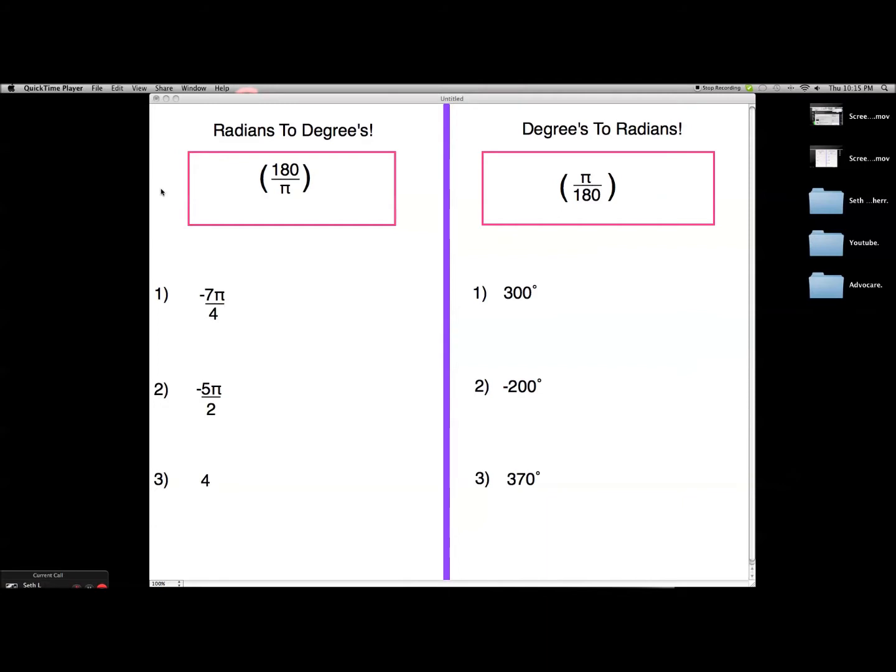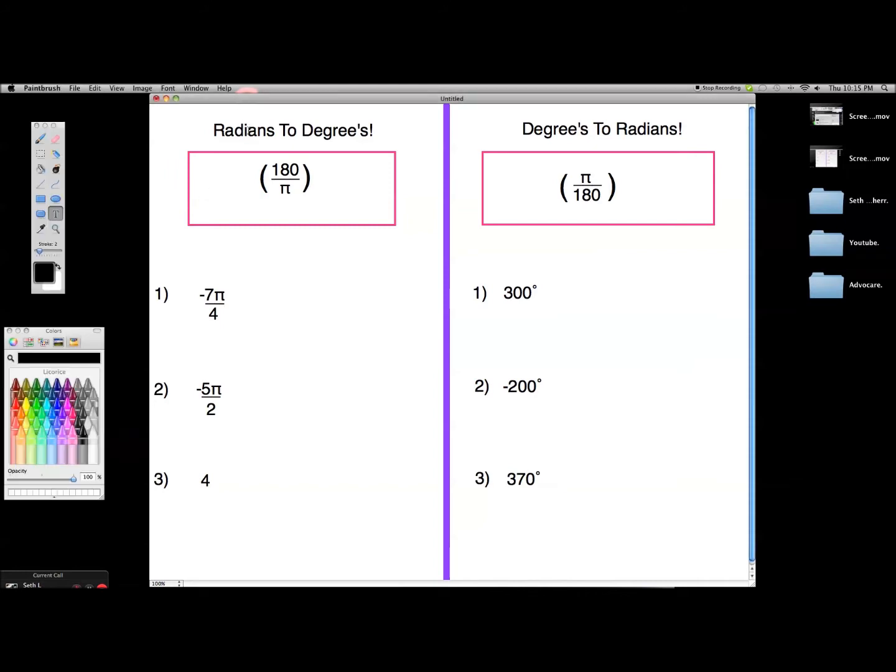So I'm going to show you guys how to convert radians to degrees and degrees to radians. First off, we'll start off with radians to degrees. So you need to know the formula 180 over pi. And it's really simple because whenever a radian is given to you, you multiply 180 over pi by the radian that's given and you'll get degrees. You just have to simplify it.